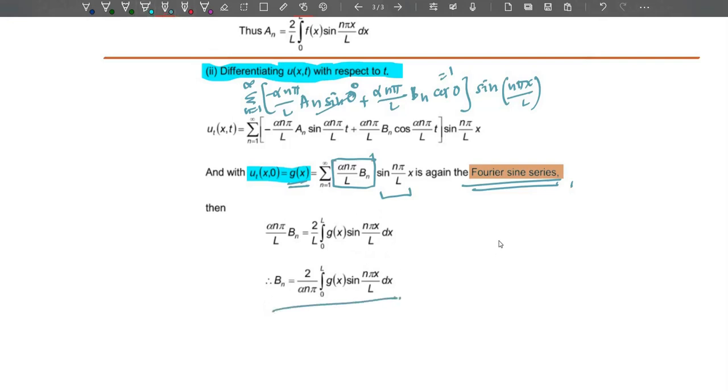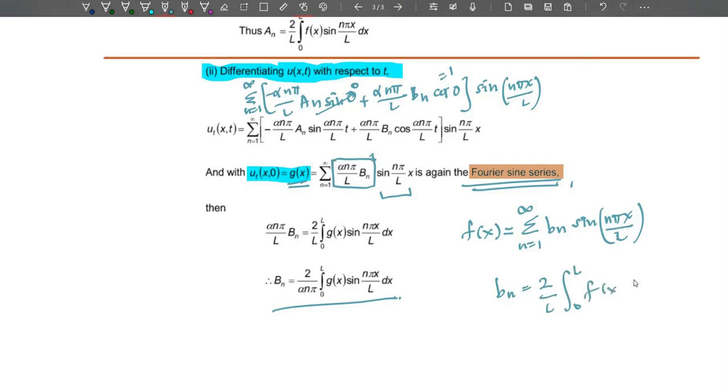The reason behind it, please recall the thing that we calculated before for the Fourier sine series: f(x) equal to summation n from 1 to infinity B_n sin(nπx/L), right? So B_n is actually equal to 2 over L integrate 0 to L f(x) sin(nπx/L) with respect to x. So we consider this coefficient to be written at the front, right? That's why here we need to write this term at the front.